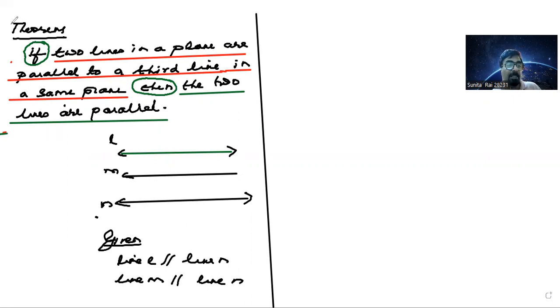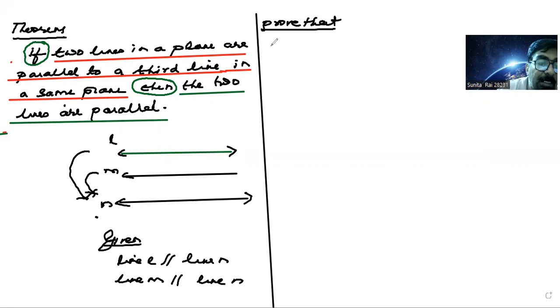मतलब L किसके साथ parallel है बेटा? L आपका N के साथ parallel है, आपका M भी N के साथ parallel है. Then what did you prove? Consequent: then the two lines are parallel. तो आपको prove करना है line L and M are parallel. Got it? So very simple and it's very easy.